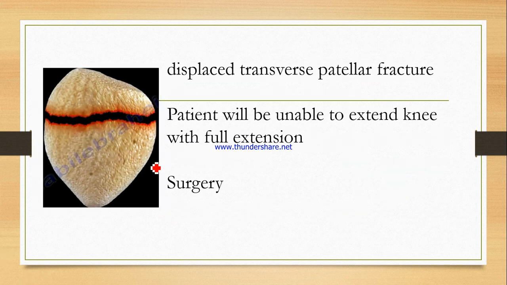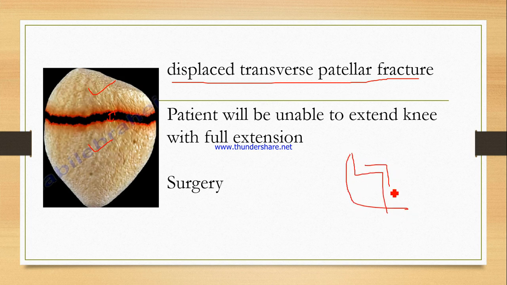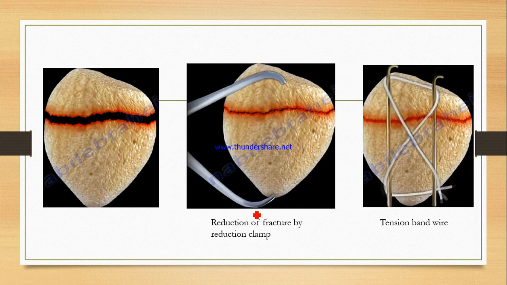We can take another picture. Here you see that the two parts are separated out. There is some significant gap. So this is called a displaced transverse patellar fracture. In that case, if the patient sits like this, with the leg like this, he is not able to extend the knee with full extension. That time surgery is required. So what is to be done?